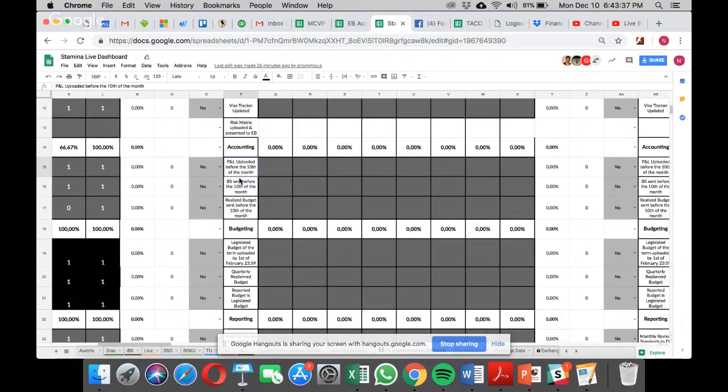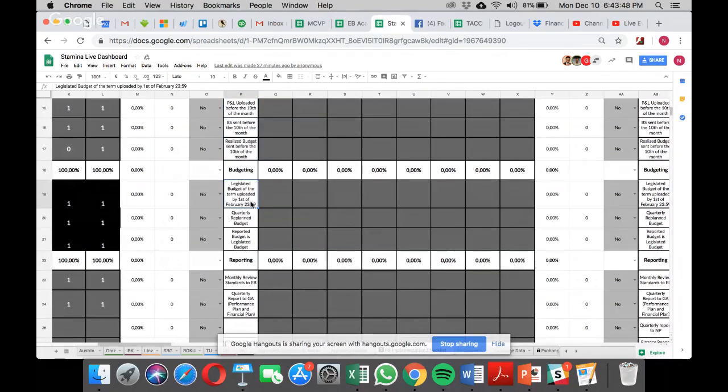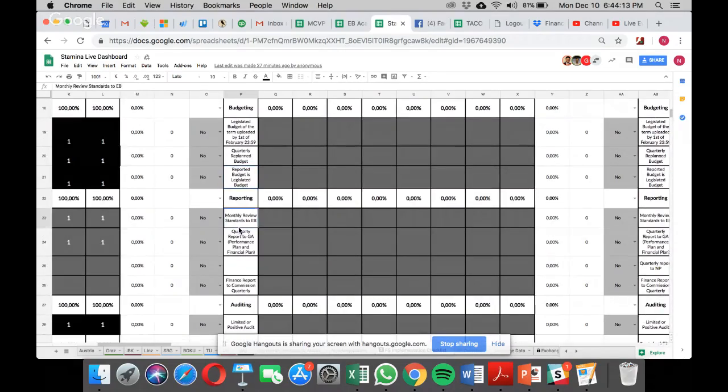For accounting, this is all about the way we show our reports, and these need to be sent in before the 10th of the month. Then for budgeting, you can see here that the legislated budget of the term needs to be uploaded by the 1st of February, so right before your term starts. That there's a quarterly replanned budget for which I will also assist you, and that the budget that you're reporting onto the national plenary is actually the same as the legislated budget. Otherwise, you're changing your data inputs for the sake of making it look better.